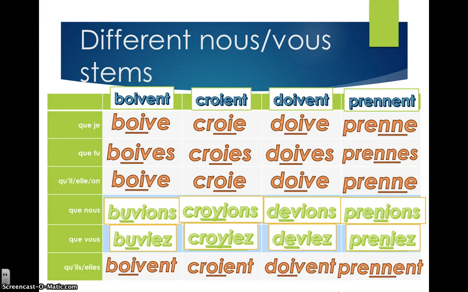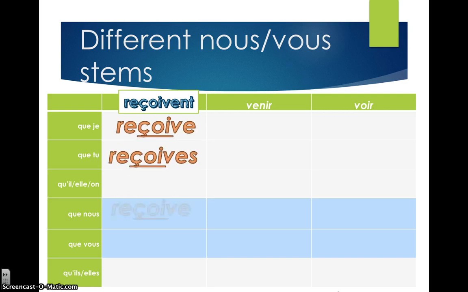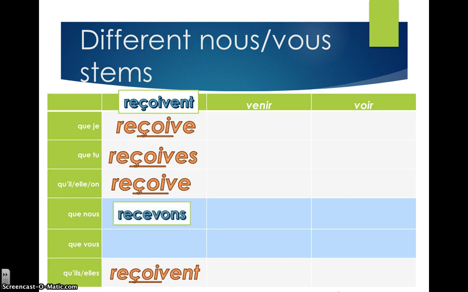We've got three more verbs that do this stem changing stuff. We're going to talk about recevoir. The ils plural form, present indicative, is reçoivent. So you've got je reçois, tu reçois, ils reçoivent. Notice we need this cédille because the c normally would be a k sound. The nous form, present indicative, is recevons. So when we go to make the subjunctive, we need recevions.